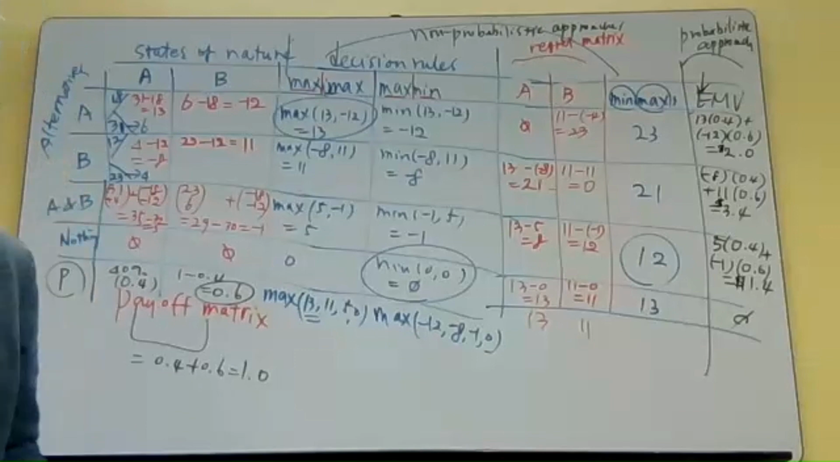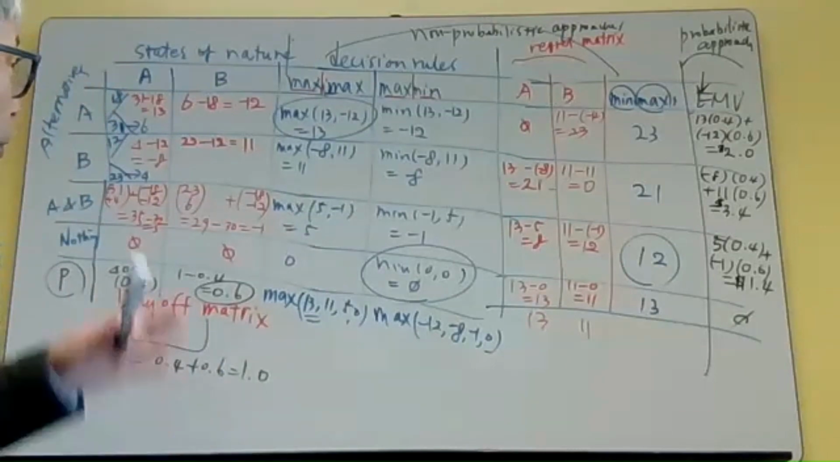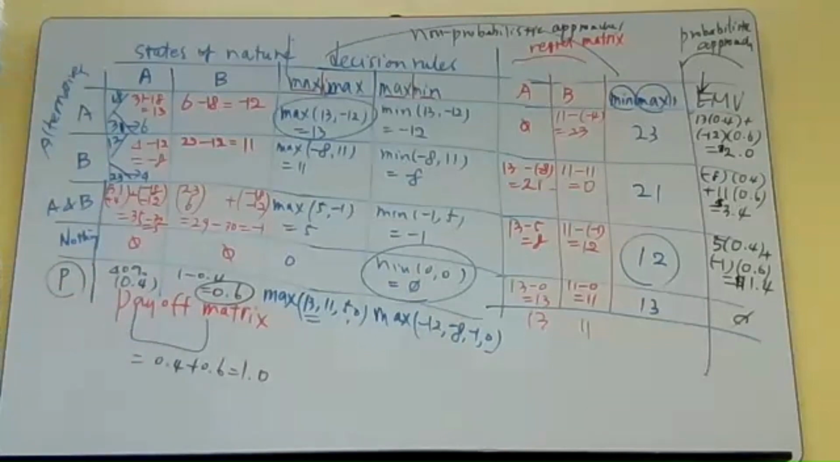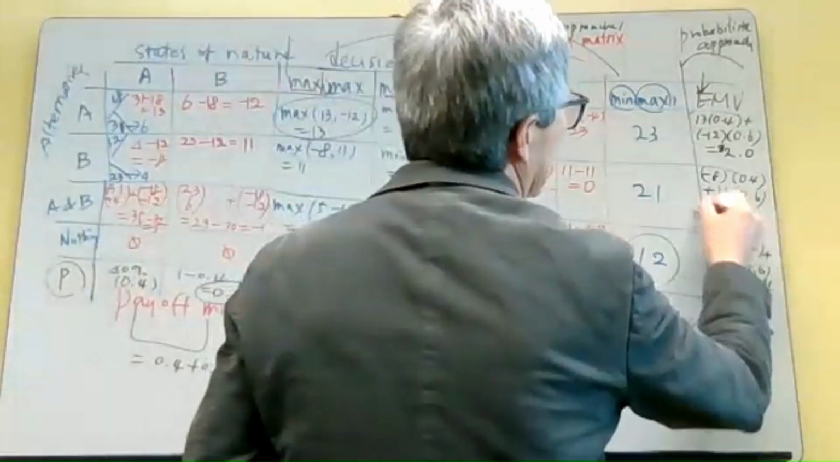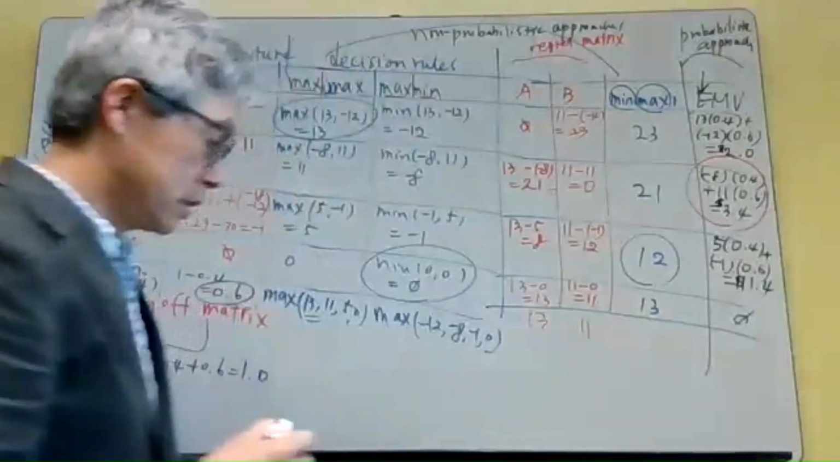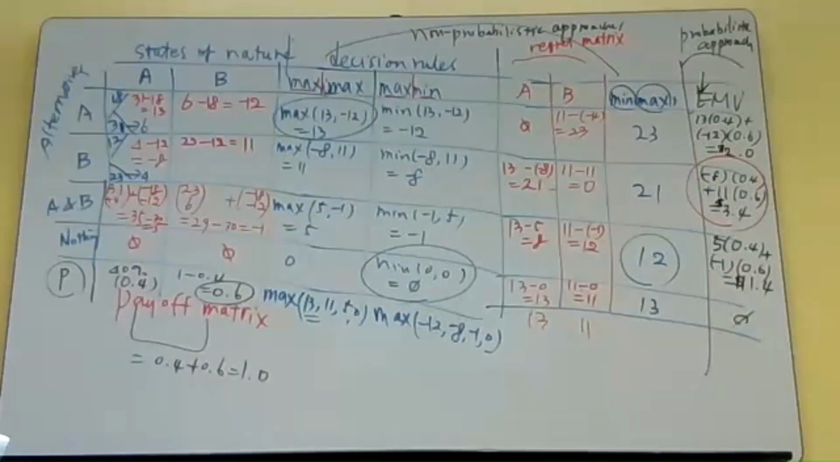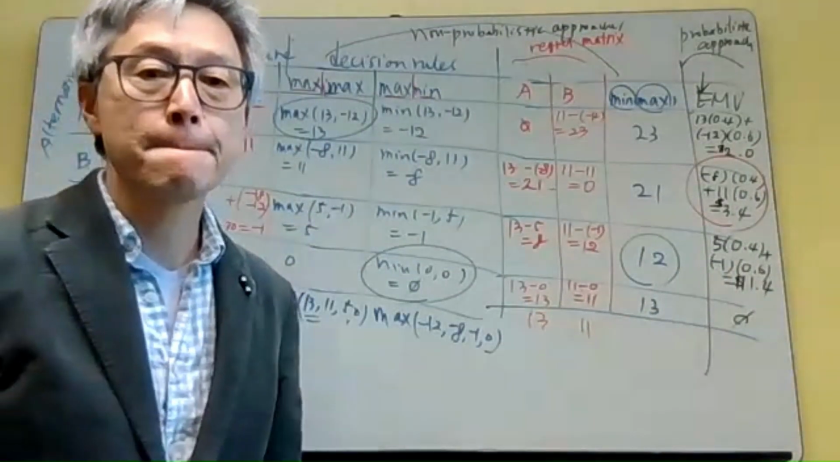So once you have these EMVs for all alternatives, we're going to select the maximum EMV because we're maximizing expected monetary value. So our solution will be this: buy a parcel at location B.